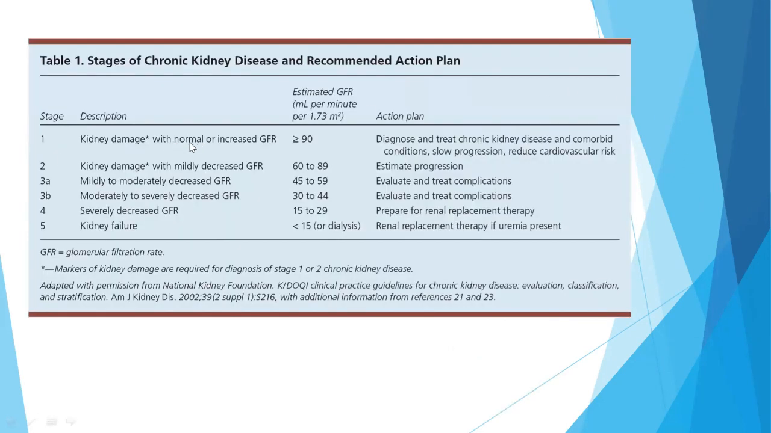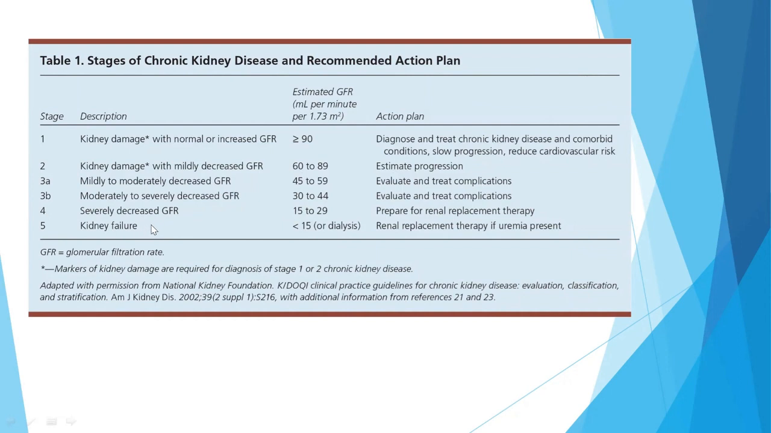So if there is kidney damage with normal or increased GFR, which is more than 90, we need to diagnose and treat the chronic kidney disease, and we need to slow down its progression. If there is only mildly decreased GFR, we need to estimate the progression of the disease, how fast the disease is progressing, and we need to slow down the progression again. If there is a mild to moderate decrease in the GFR, the complications start coming up, and we need to evaluate and treat the complications. And whenever there is severely decreased GFR, 15 to 29, we need to prepare for renal replacement therapy. We need to start making the AV fistulae and all for the hemodialysis.